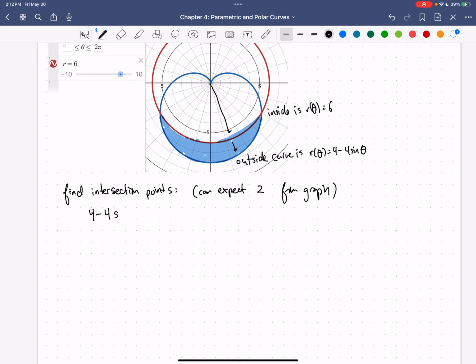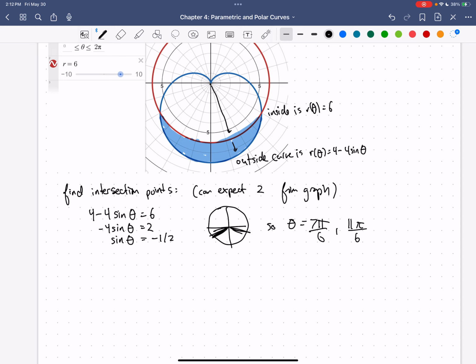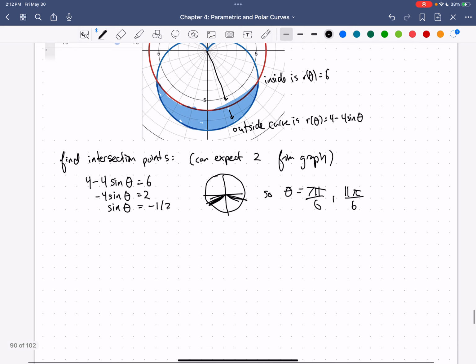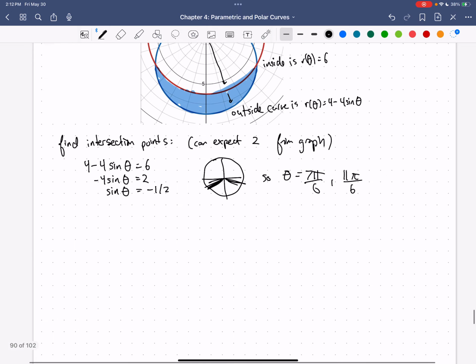So let's see what we get. 4 minus 4 sine theta is equal to 6. Subtract 4 from both sides. We get negative 4 sine theta is equal to 2, which means sine theta is equal to negative 1/2. Thinking about the unit circle, that gives us these 2 angles. So theta would be 7 pi over 6 and 11 pi over 6. That's all we need for this one.